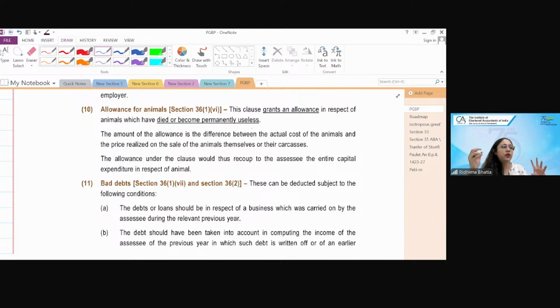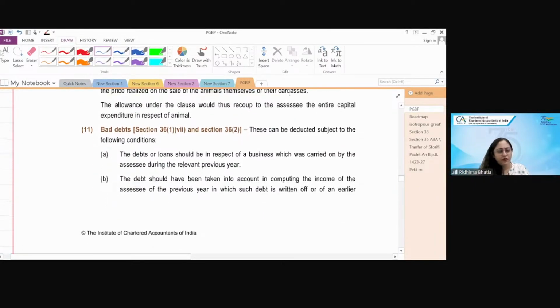What is allowed? Whatever expenditure you spent while getting that particular cow or that particular dog, minus any amount you receive as cash or as residue. So the net amount would be allowed as expenditure. Sorry if I hurt anyone's feelings because of animals, but this is what the Income Tax Act says. Sorted? It does not come very often in the question.